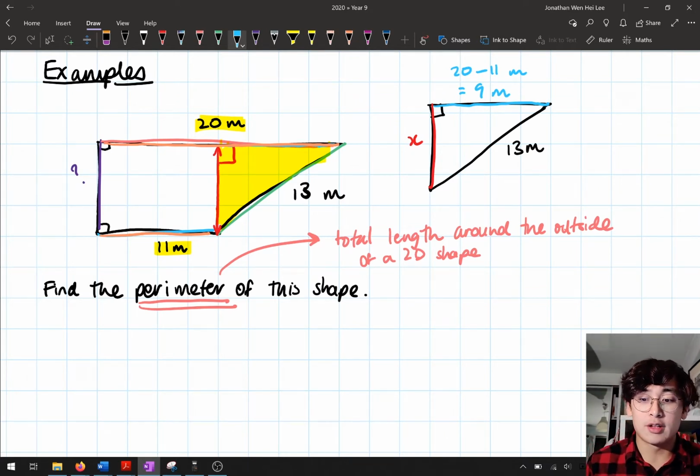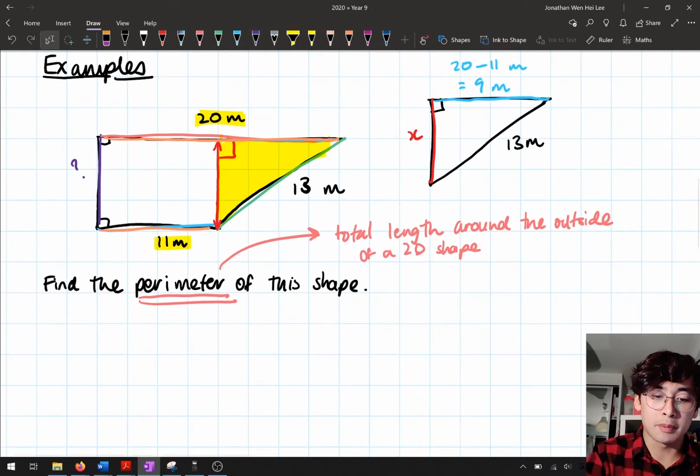Now I'm going to apply Pythagoras' theorem for this triangle here. So let me apply Pythagoras' theorem.